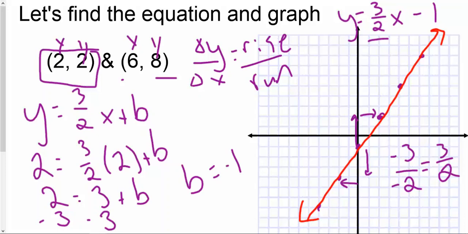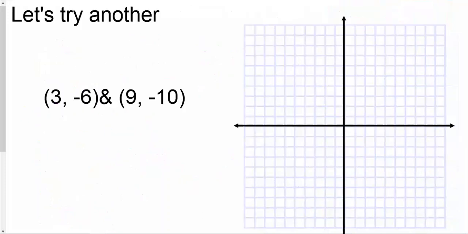And my graph doesn't hit everything perfectly, and that's okay, right? Our goal is essentially to be able to sketch this and graph some points. So here's my equation, and here is my graph. Okay, let's move on to another one.